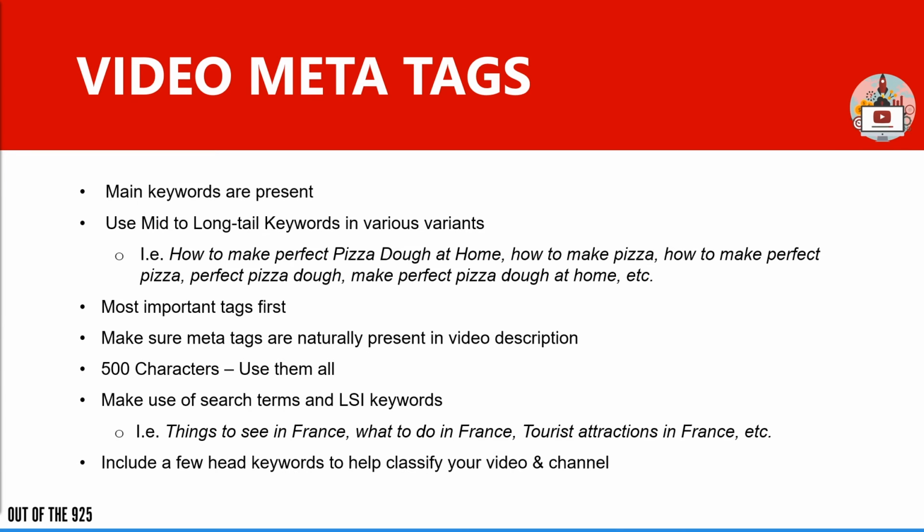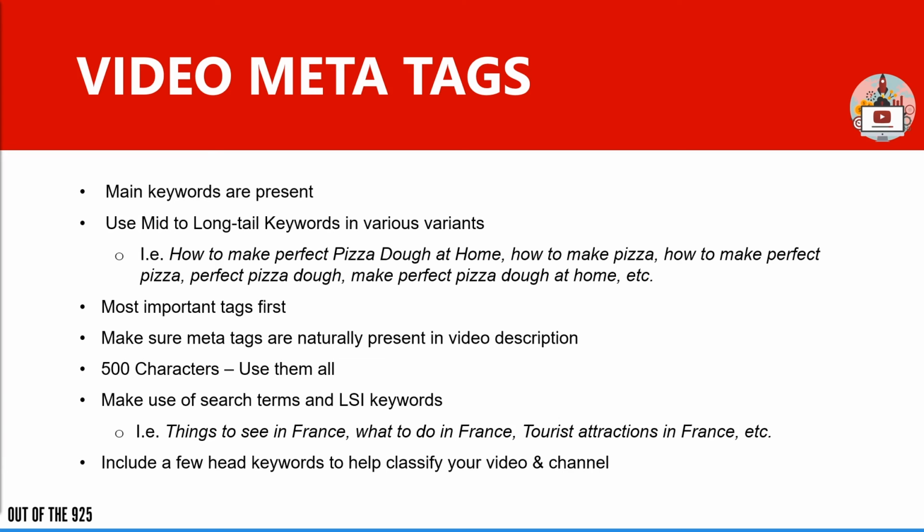Right, so another thing that you want to do is include a few head keywords to help classify your video and your channel. Whilst you might not rank for keywords like France or Paris or pizza dough if you're a small channel, by including head keywords like recipe or cooking, 3, 4, 5 short head keywords, in your video's meta tags and on your channel, and including these consistently through a number of videos, you're telling YouTube that your channel is about travel, it's about cooking, it's about recipes, it's about fitness, it's about photography, etc.